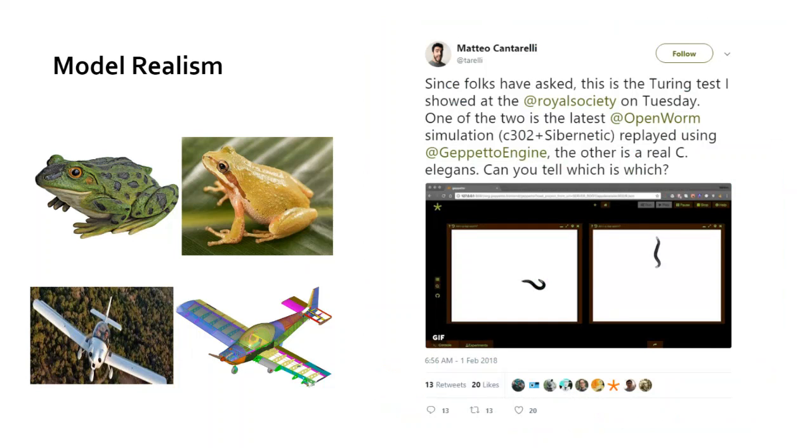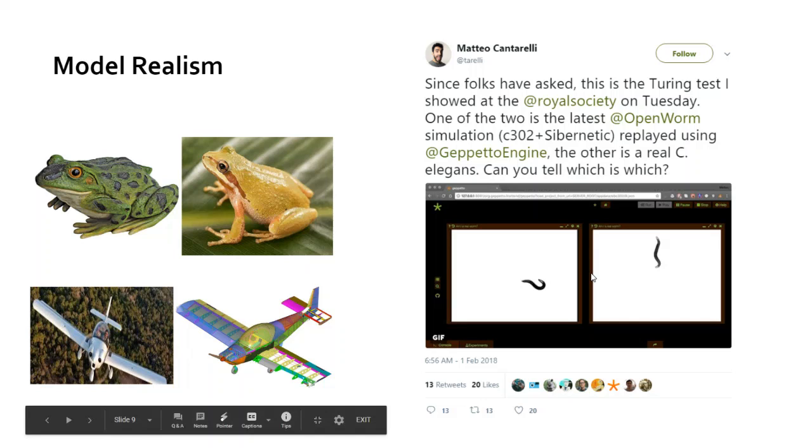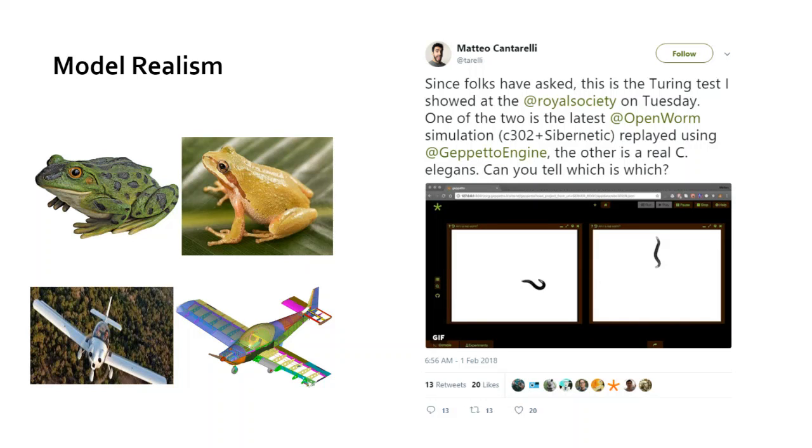And so Matteo Cantarelli, who's another person who founded OpenWorm, talked at the Royal Society meeting about this idea of a Turing test for worm movement. A Turing test, of course, is something where you test a computer to see if it's human-like. They do it in AI for different programs to make sure that they're not generating randomness. This is something you can do for a worm phenotype.